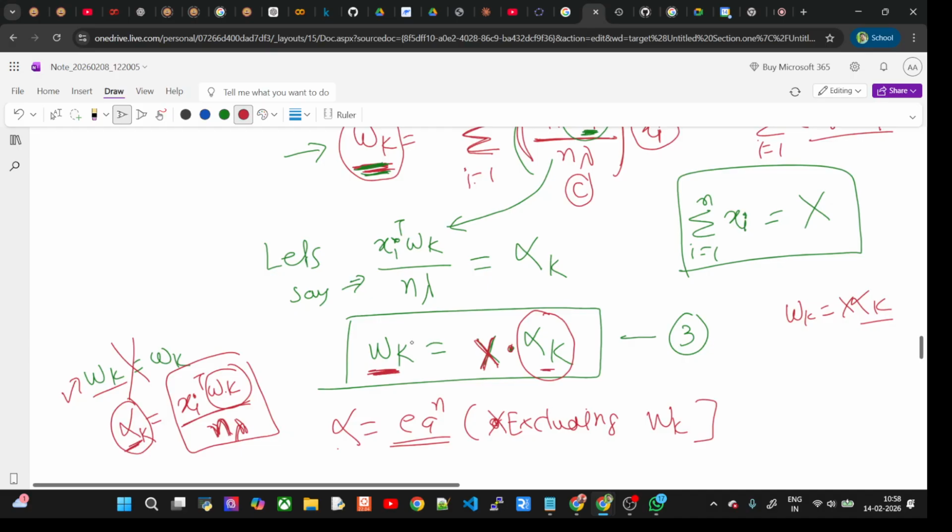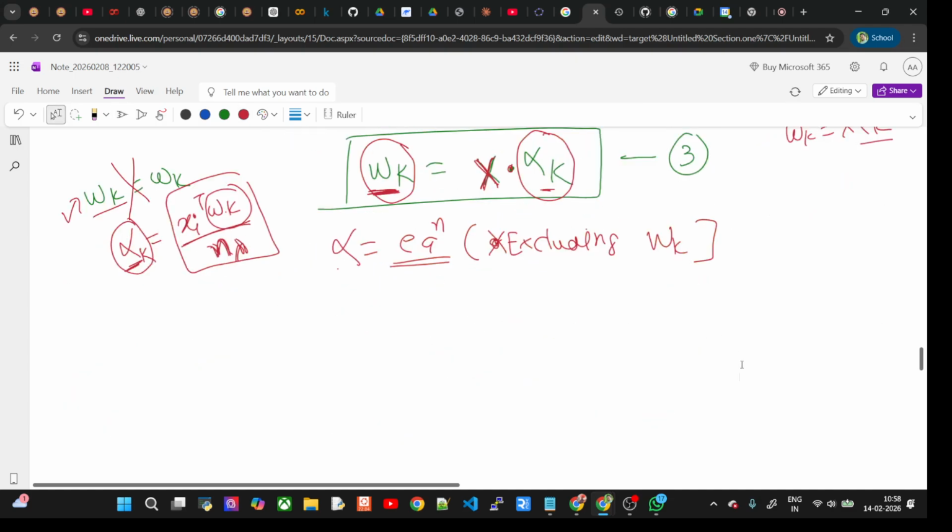The three-hour movie is about finding wk. This is what we want: X into alpha k, but alpha k is xi into wk transpose by n lambda. That is not allowed here. You are allowed to calculate alpha, but you don't use the xi transpose wk divided by n lambda equation. You can derive a new equation, but don't use xi into wk upon n lambda.